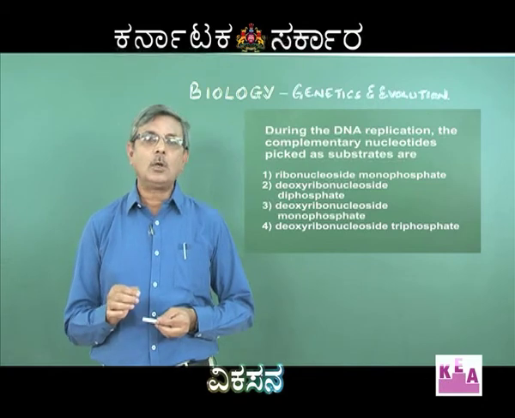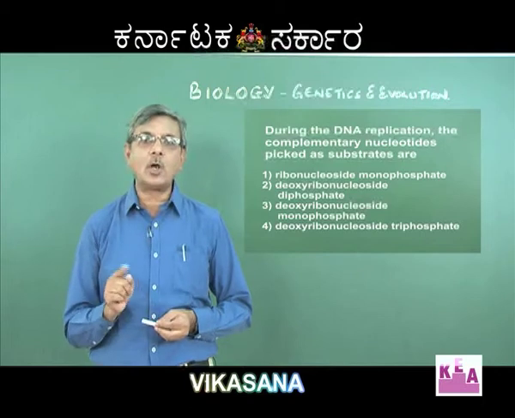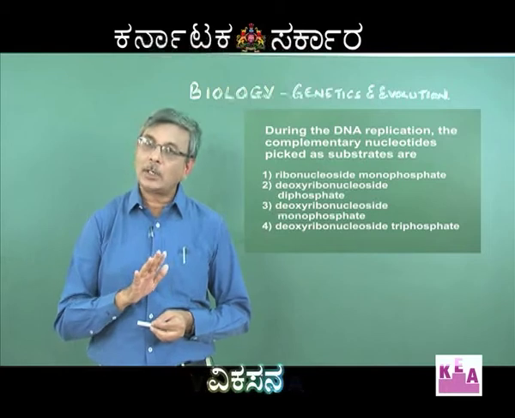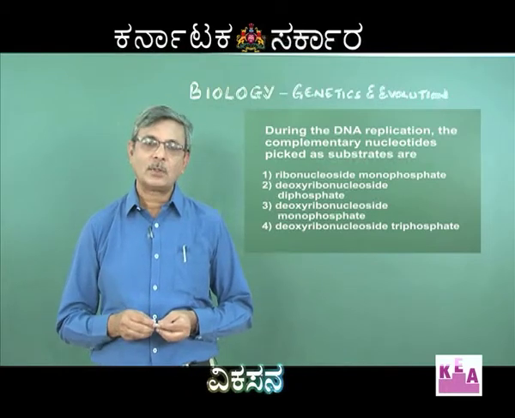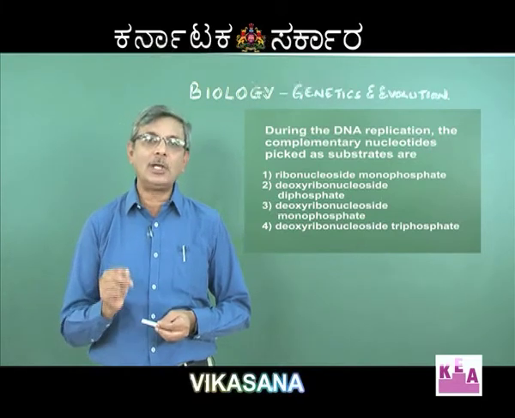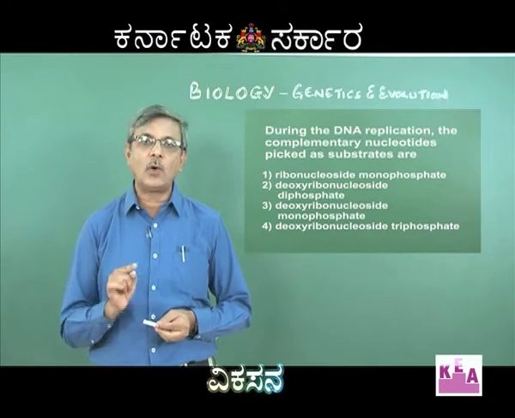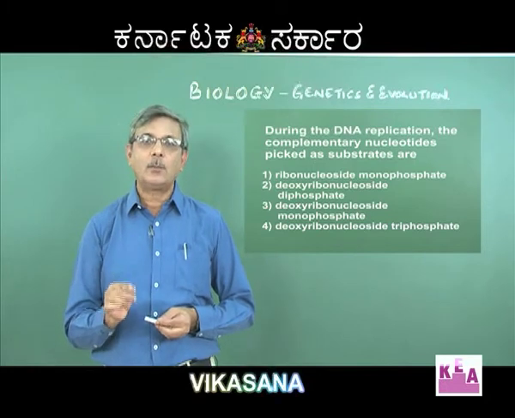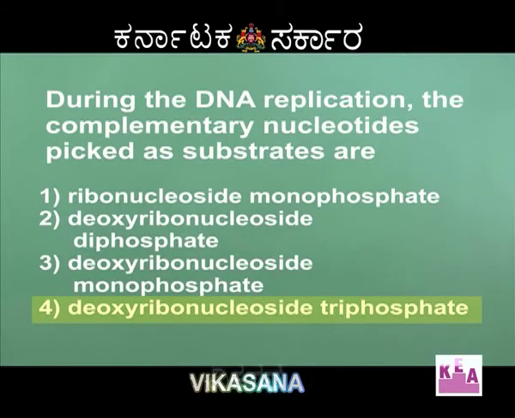Here, deoxyribonucleosides are not picked in monophosphate form, not even picked in diphosphate form, they are picked in triphosphate form, where 2 of the phosphates are broken to release the energy which is used for establishing the phosphodiester bond between the adjacent nucleotides during polymerization. So option 4 is the answer.